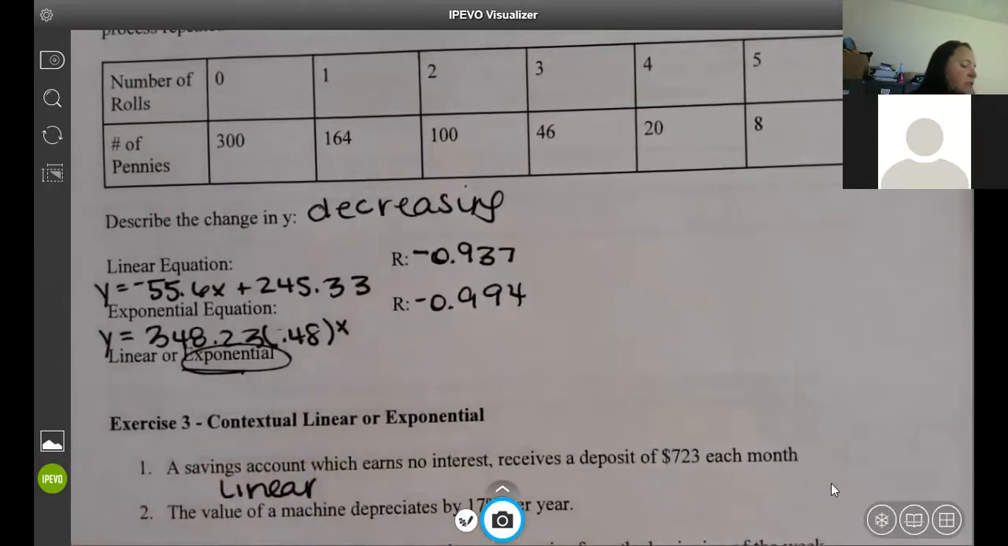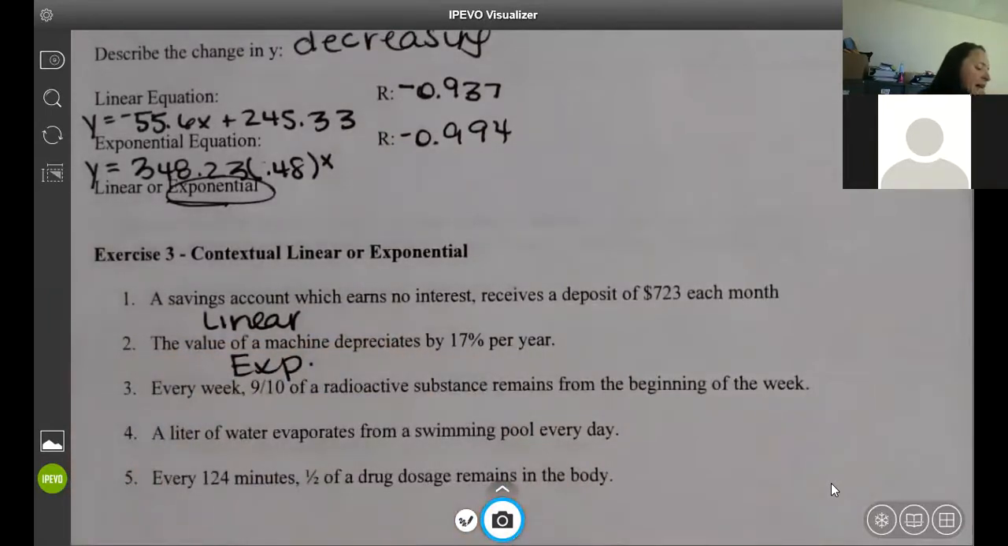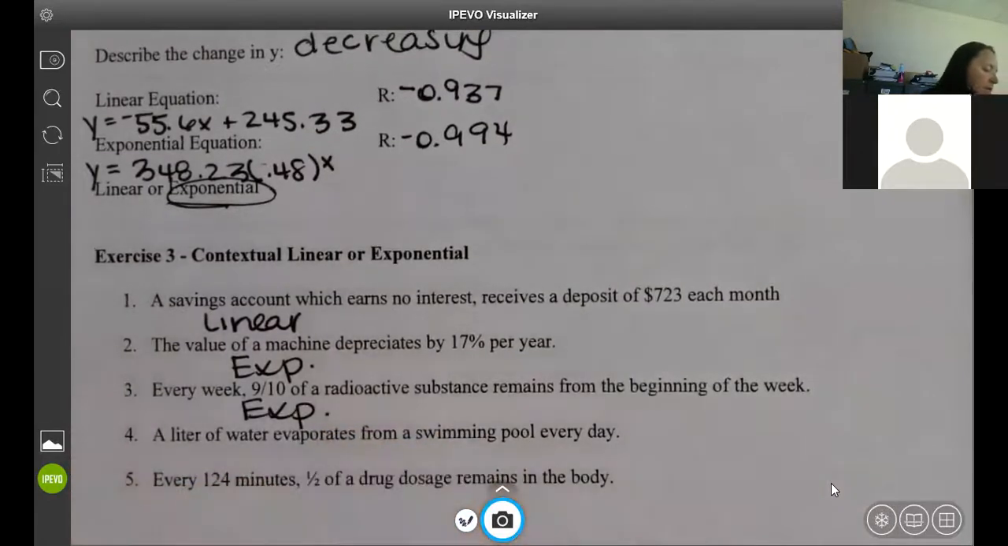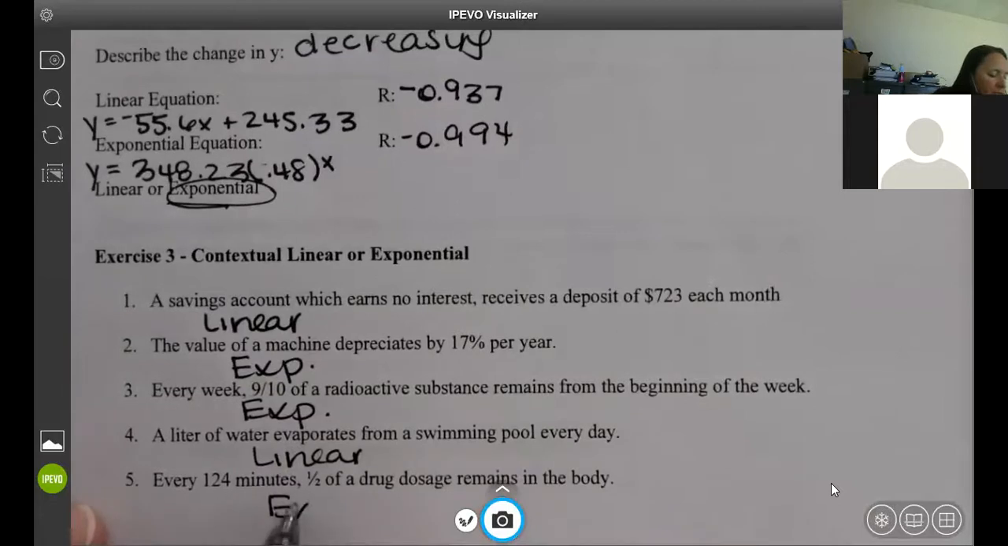The value of a machine depreciates by 17% per year. Good. Every week, 9/10 of a radioactive substance remains from the beginning of the week. Good. A liter of water evaporates from a swimming pool every day. Why is it linear? It's taking away the same amount each time. A percentage is not, okay? It will not be the same amount each time. Every 124 minutes, half of a drug dosage remains in the body. Exponential. You'll have to do that on your test, so be ready for that.